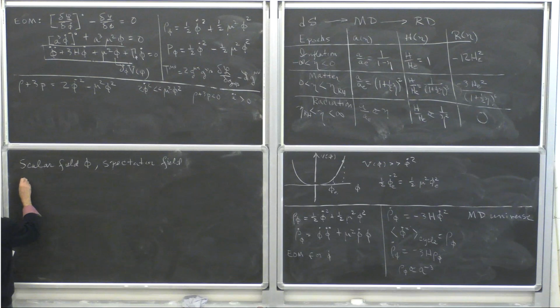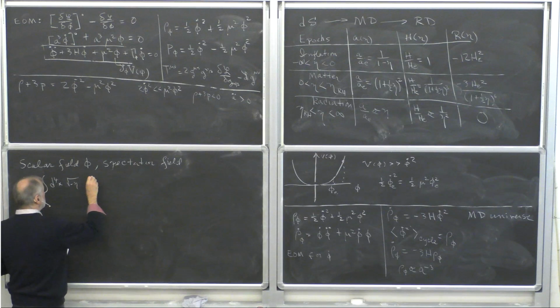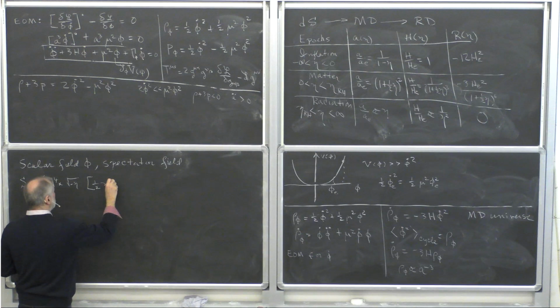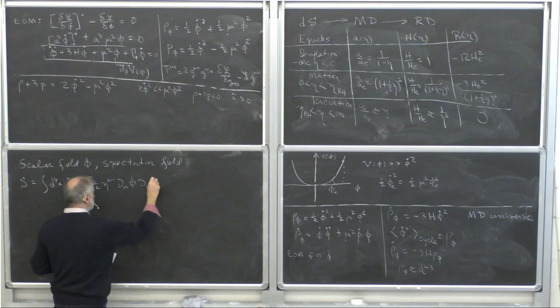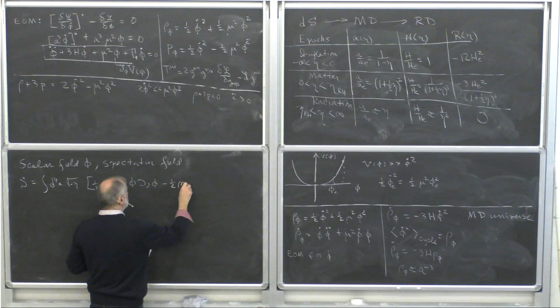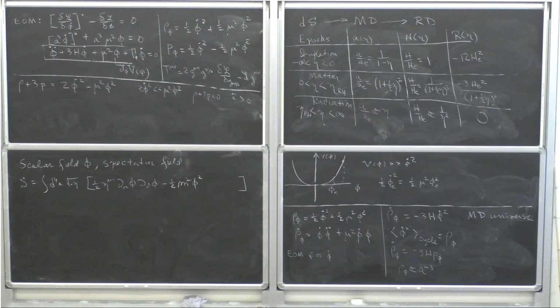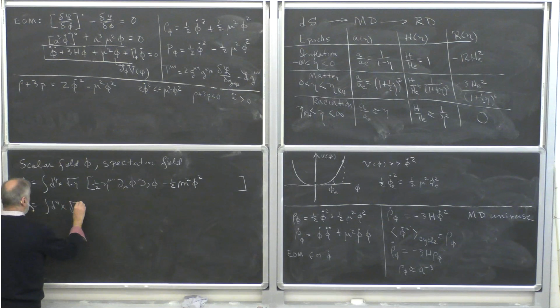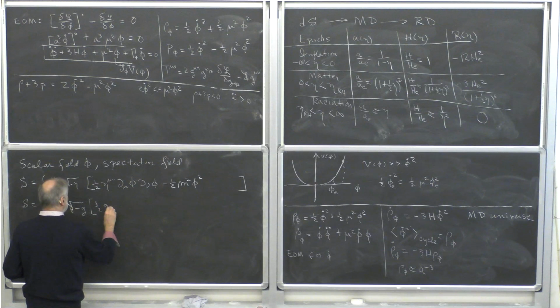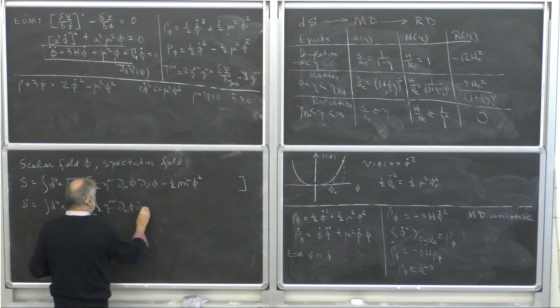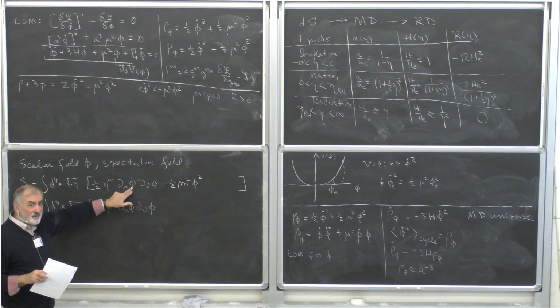Now, I love action, so let me write the action for the spectator field in Minkowski space. A simple scalar field theory. What could be simpler? Now, let's promote this to curved space. The covariant derivative of a scalar is just the normal derivative, so I don't have to do anything fancy there.